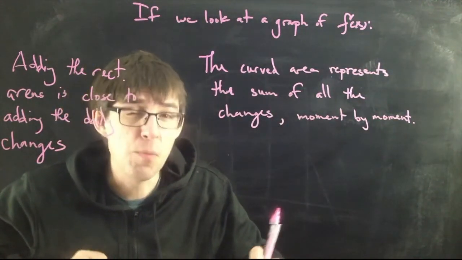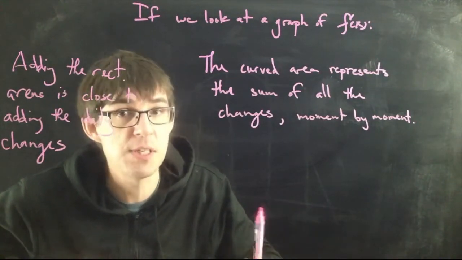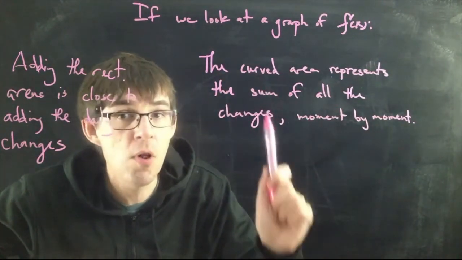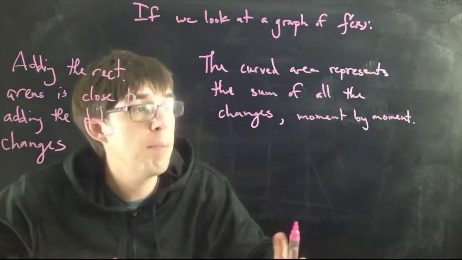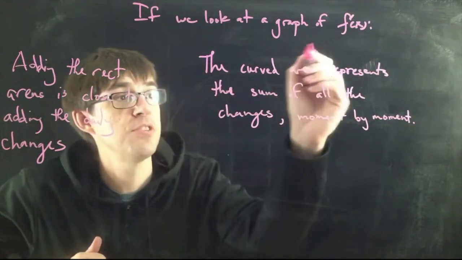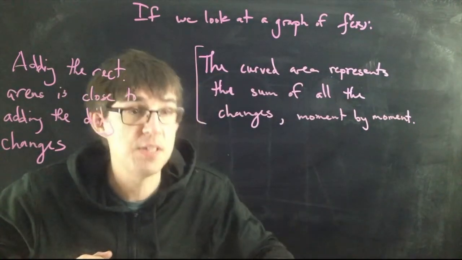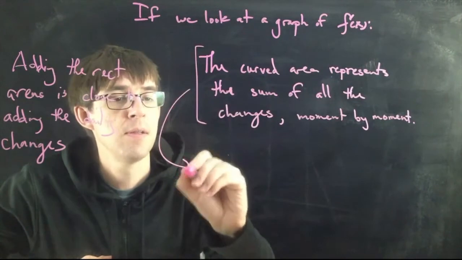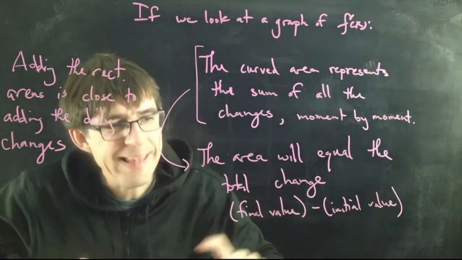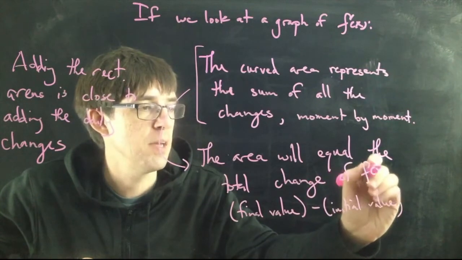Or the changes, really we don't want the daily changes, we want the changes from moment to moment, because the graph represents the instantaneous rate of change, that is the rate of change at every moment. So the true curved area represents the sum of all the instantaneous changes moment by moment. And what should it add up to? It should add up to the total change. So this area, because it is made up of adding together a bunch of instantaneous changes, will equal the total change of f of x. I should have said that before.